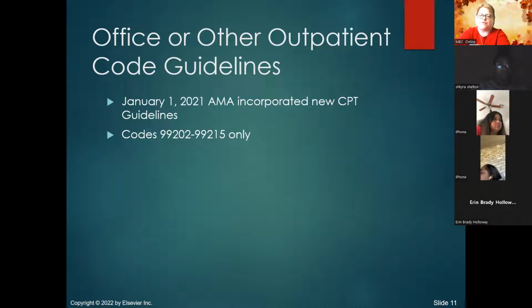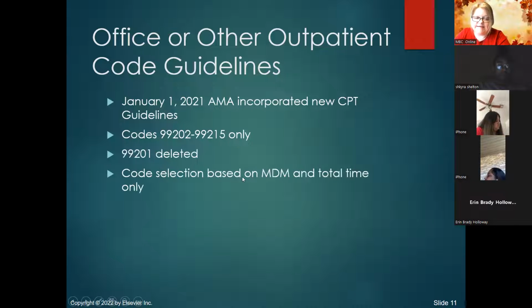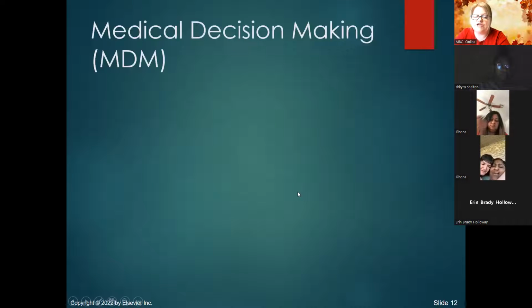And that's why I tell y'all, don't stress yourselves out about memorizing codes, because they're going to change. They're going to go in and out of use and things like that. All right, see, 99201 deleted. Code selection based on medical decision-making and total time only. And they kind of changed the way they wanted you to figure out which level of E&M you needed.